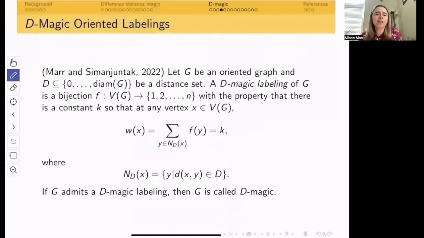And so this labeling, D-magic labeling, is taking the vertices of the graph, labeling them 1 up through n, where if you look at the things that are D distance away, they have the same sum. The D distance neighborhood, we're going to call that, will have the same sum. And we're looking at the orientation now. So with the D distance, you can actually move in that direction. So we're following the directions of the arcs.